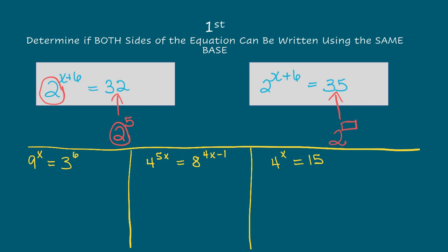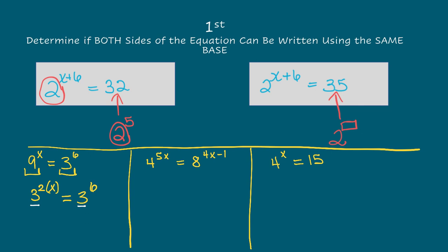So in the first one, I have 9 to the power of x equals 3 to the 6th power. Both 9 and 3 can be written using 3. 3 is already using 3 as a base. So 9 can become 3 squared. So that is going to be 3 squared, power of x, and 3 to the 6th. So notice now, both of those have a base that is 3. They have the same base. Let's take a look at the next one.